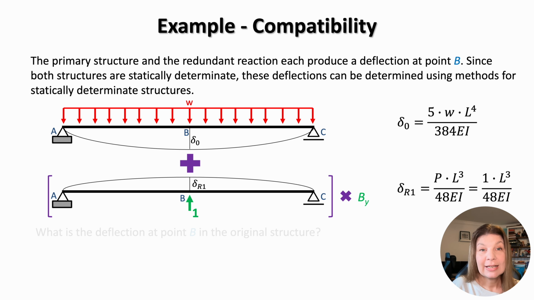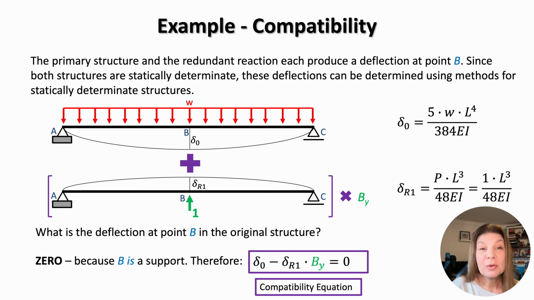So finally, let's return to the original beam. The distributed load produces a downward deflection, while the redundant reaction produces an upward deflection. But what is the actual deflection at point B? Well, we know that it must be 0, because point B is a support and it can't move vertically. And therefore, the compatibility equation becomes delta 0 minus delta R1 multiplied by By equals 0. This equation contains only one unknown, the redundant reaction By, which we can now determine. And this is known as the compatibility equation.